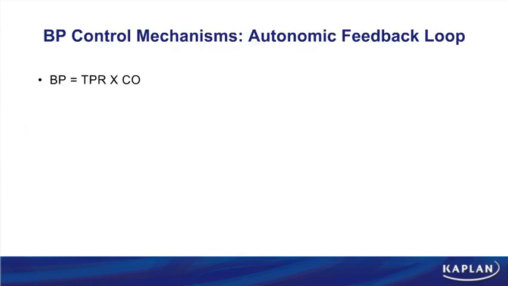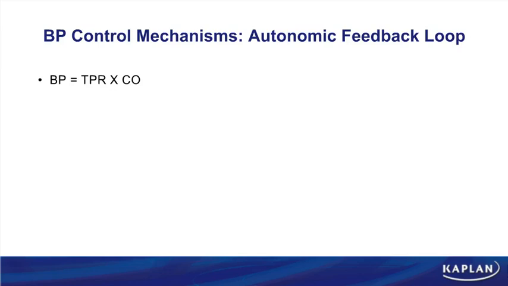We want to look at blood pressure control mechanisms because one of the major roles of the autonomic nervous system is to maintain normal blood pressure. Of course, we remember that blood pressure is a function of TPR times cardiac output. If you boil that down, basically what we're saying is blood pressure is a function of what your blood vessels are doing and what your heart is doing. We're not really discounting the influence of the kidney here. Of course, kidney has a major role in regulating fluid volume.